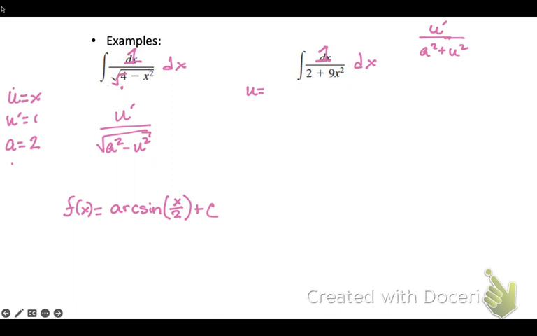So u would be what? 9. You have to take the square root. So the square root of 9x squared is 3x. Yes. You got to take the square root of both. So the u prime is 3. And what's a? Because it's a squared, so it's the square root of 2.